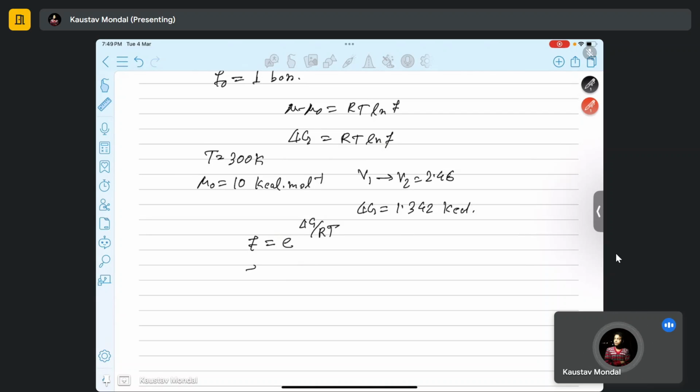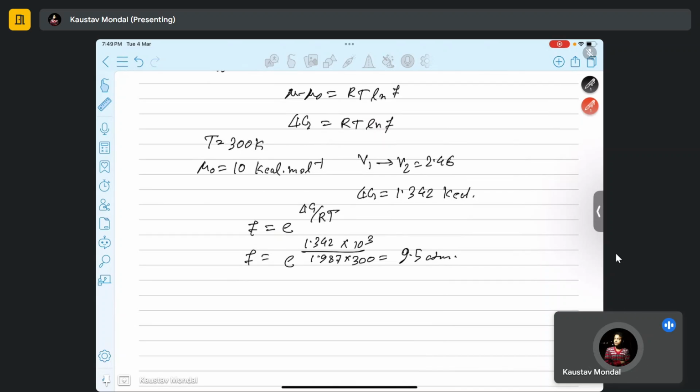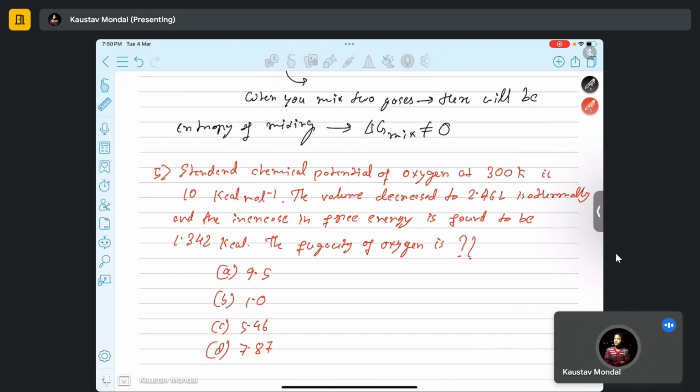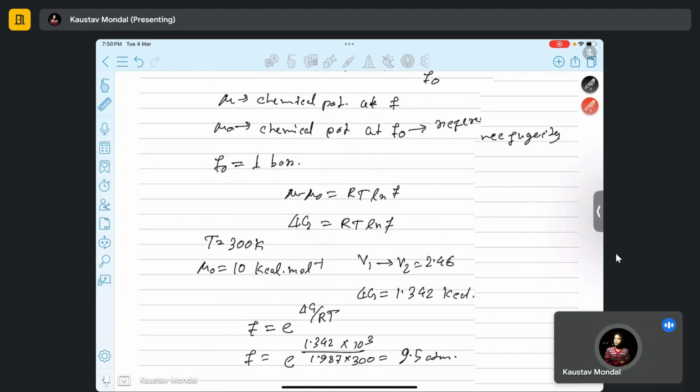So now f would become e to the power delta G, 1.342 into 10 to the power 3, by 1.987 into 300. It simply gives you 9.518 for f. So this fugacity value would simply give you 9.518 for oxygen. So question number 5 is done.